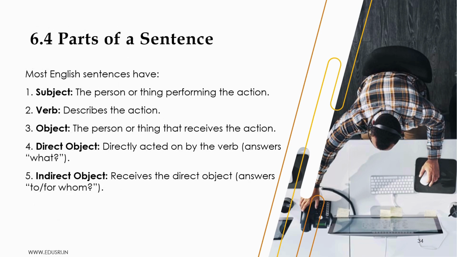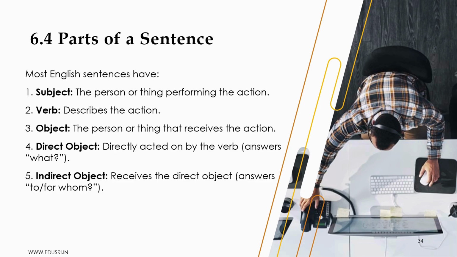In this slide, we look at the main parts of a sentence, elements that help us understand how ideas are structured in English. Every complete sentence begins with a subject, the person or thing performing the action. Next is the verb, which tells us what action is happening. Then we have the object, the person or thing that receives the action.